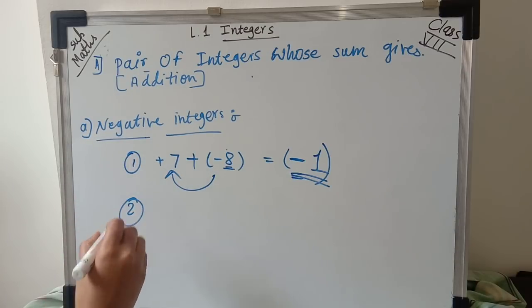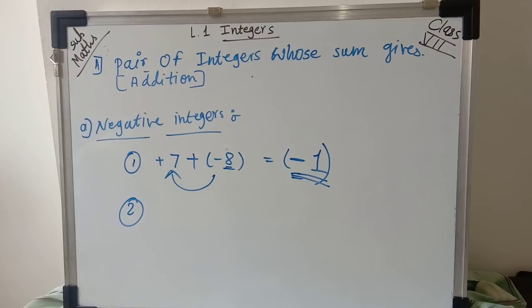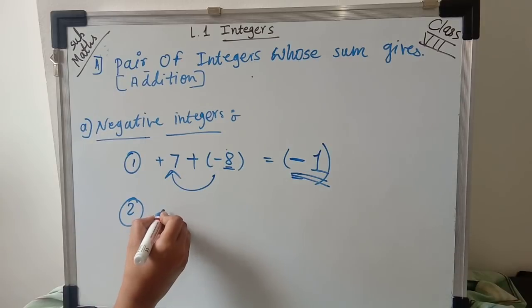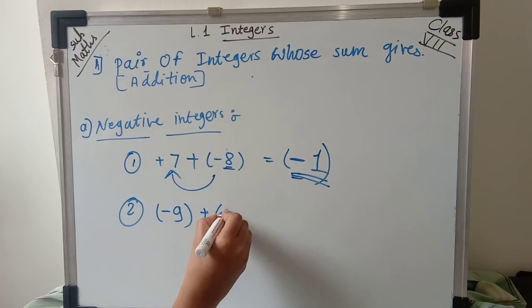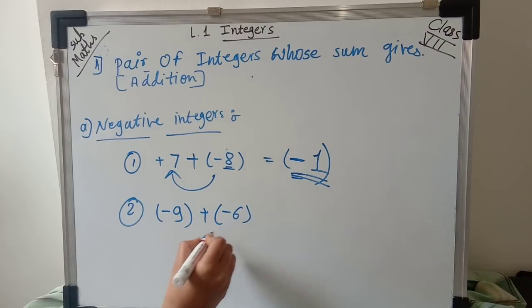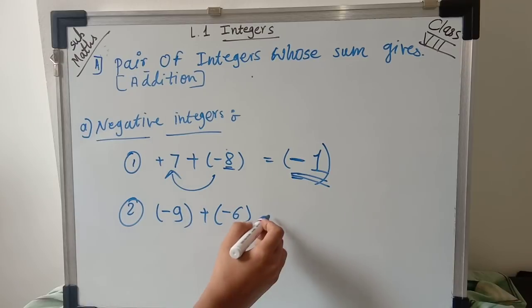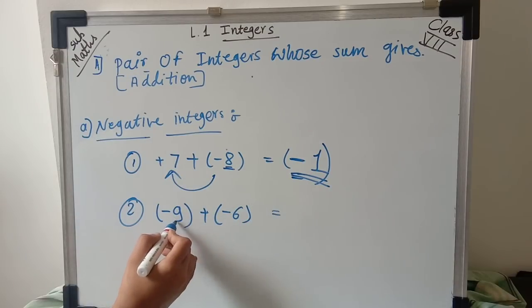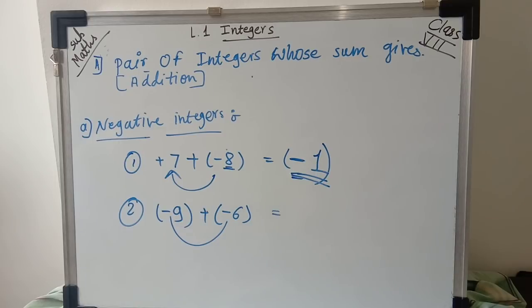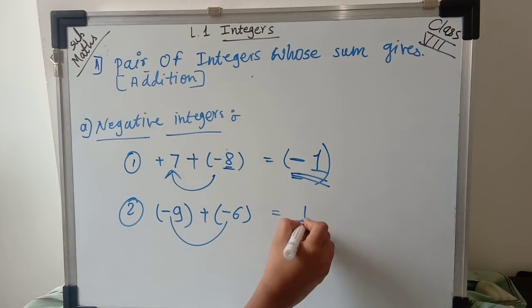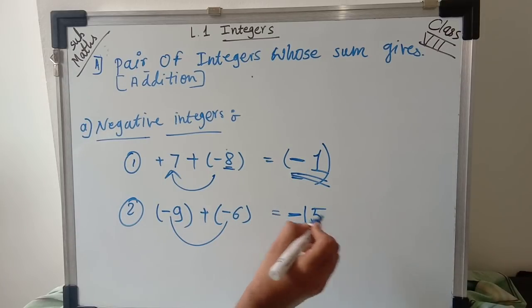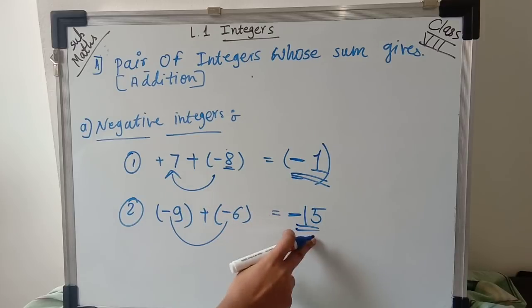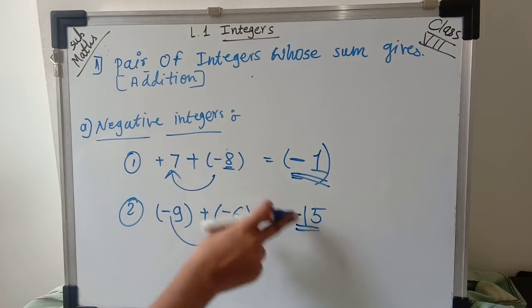Now in the second possibility, both will be negative integers. That time also you have to remember whatever the negative integer. Suppose if I'll take here minus 9 plus minus 6. Okay, so here both negative integers are there. So here you have to remember minus minus become plus. So 9 plus 6 is equal to 15, and again we have to give the sign of the bigger integer. Here also we got the negative integer.